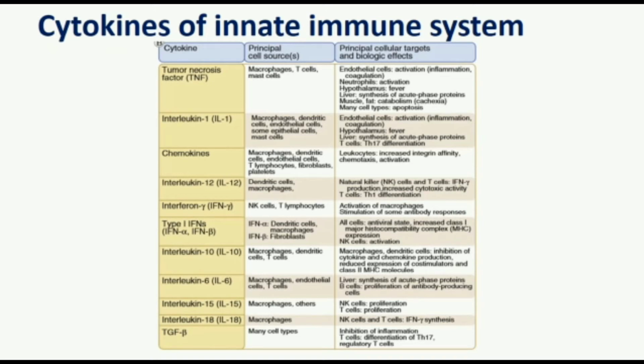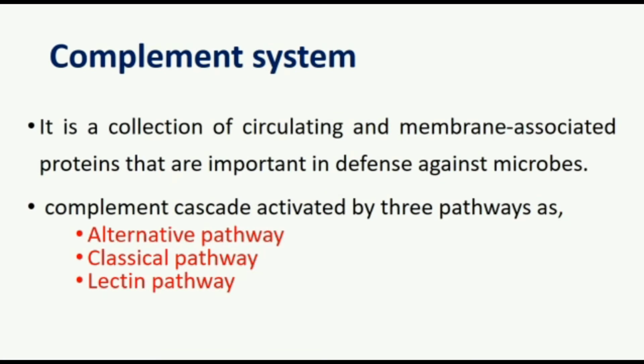Tumor necrosis factor, which is released by macrophages and T cells, and interleukin 12, chemokines, interferon gamma, type 1 IFNs, interleukin 10, interleukin 6, interleukin 15, interleukin 18, and TGF beta. These are secreted by different types of cells, as this table shows. Then we move on to the next slide, which is about the complement system.